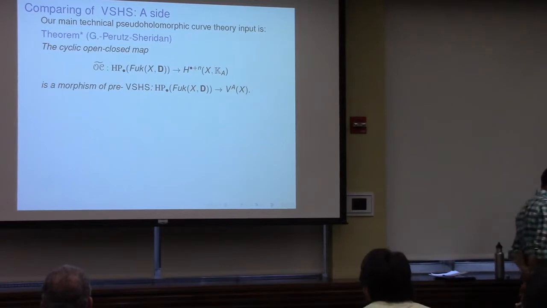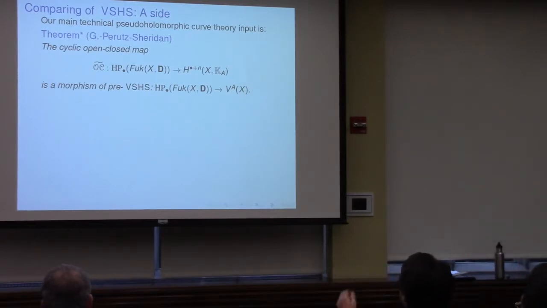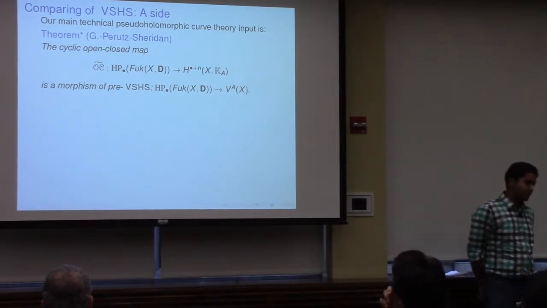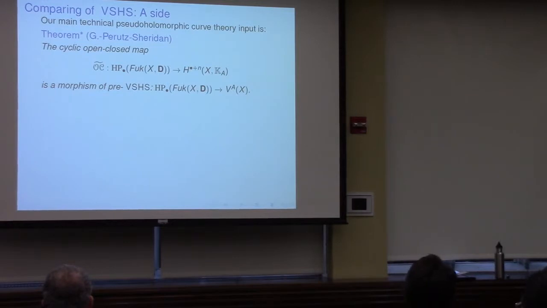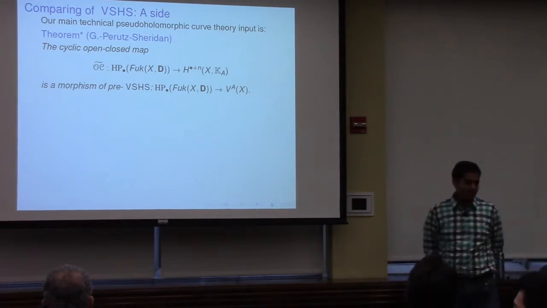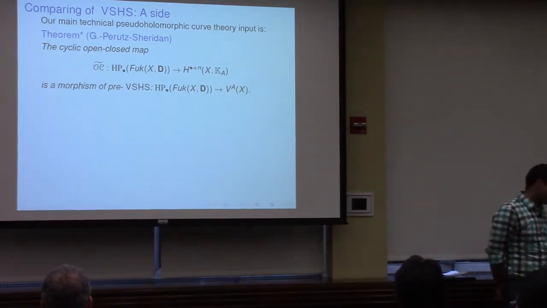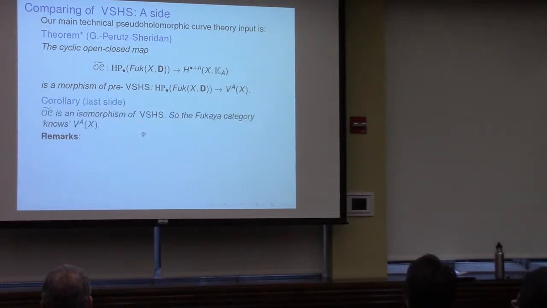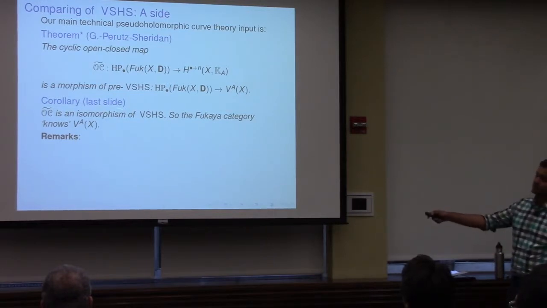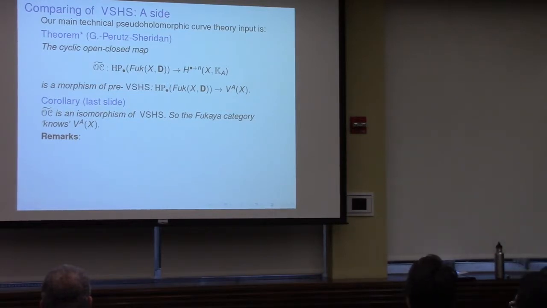Okay, so I should say what our main input is into this story. We have this cyclic open-closed map, and our main theorem is that this is a morphism of pre-variations of Hodge structures. That is to say, it intertwines connections, the A-model connection with the Getzler-Gauss-Manin connection, and it intertwines pairings, the integration pairing with Saito's and Kontsevich's higher residue pairing. Okay, so the corollary of the last slide is that actually this map is now an isomorphism of variations of Hodge structure. So the Fukaya category, in fact, knows the A-model variation of Hodge structure.